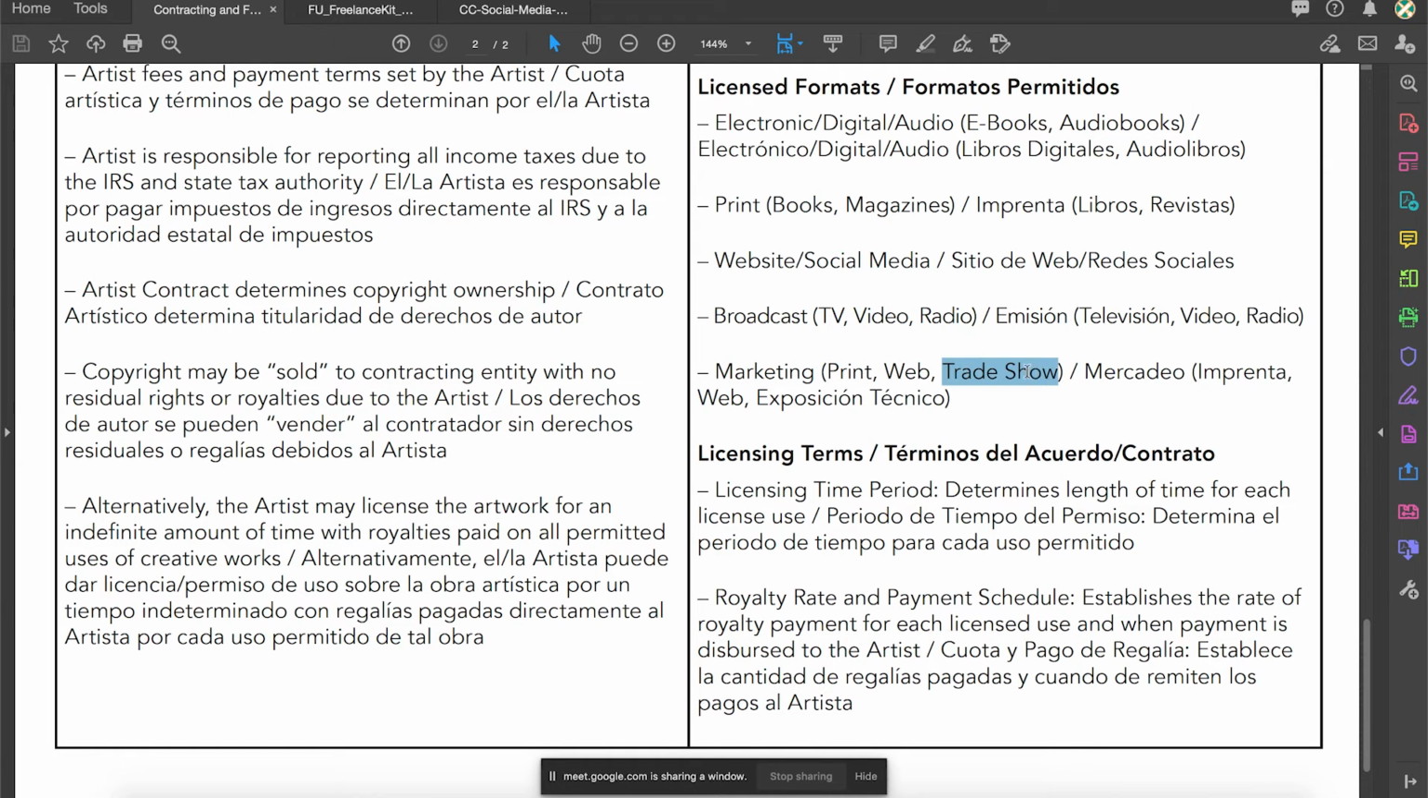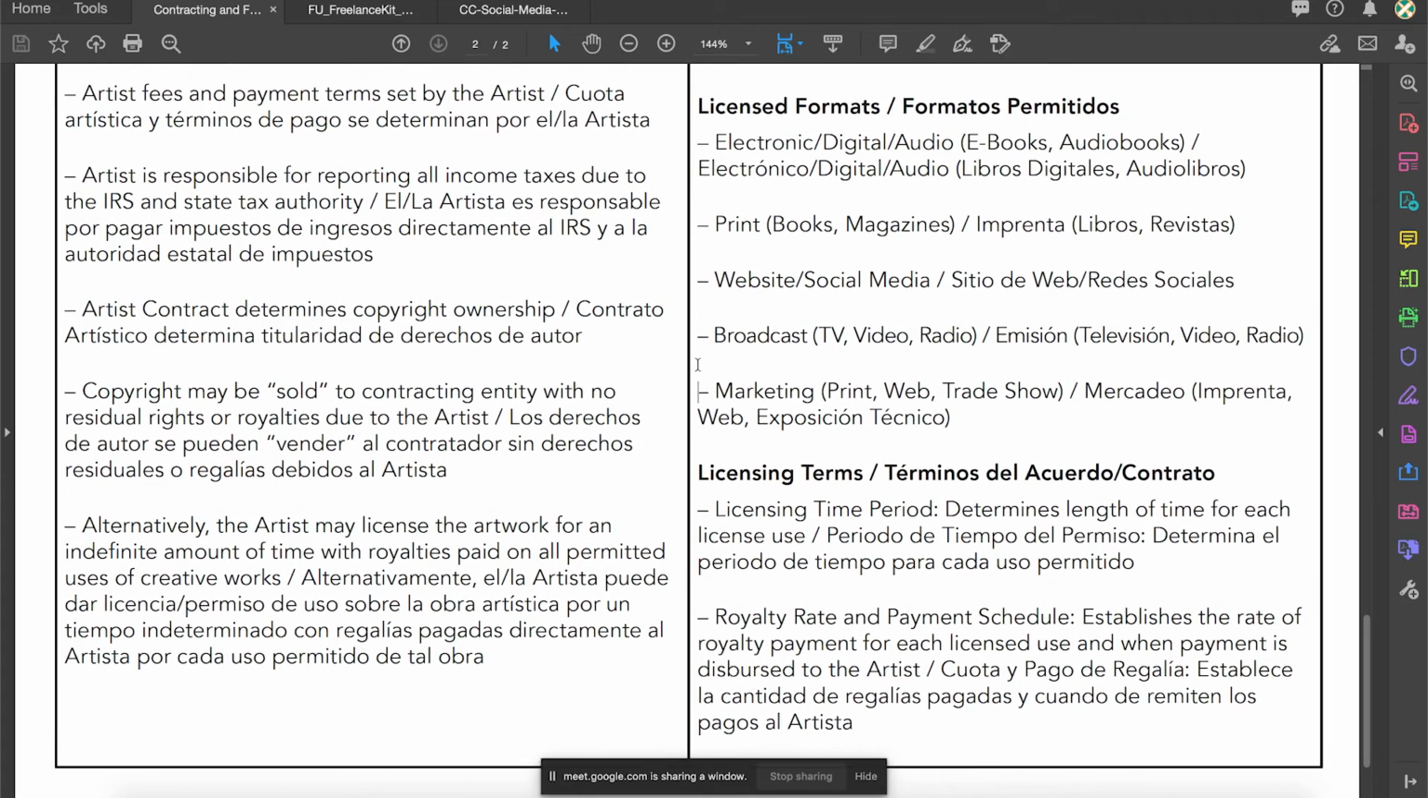And trade shows, that might not be something that you think of, but if it's a technical trade show and your artwork fits that particular field, like say education, and somebody wants to use part of your writing as part of their display at a table at a trade show, then that's something that they also need to license your artwork for.